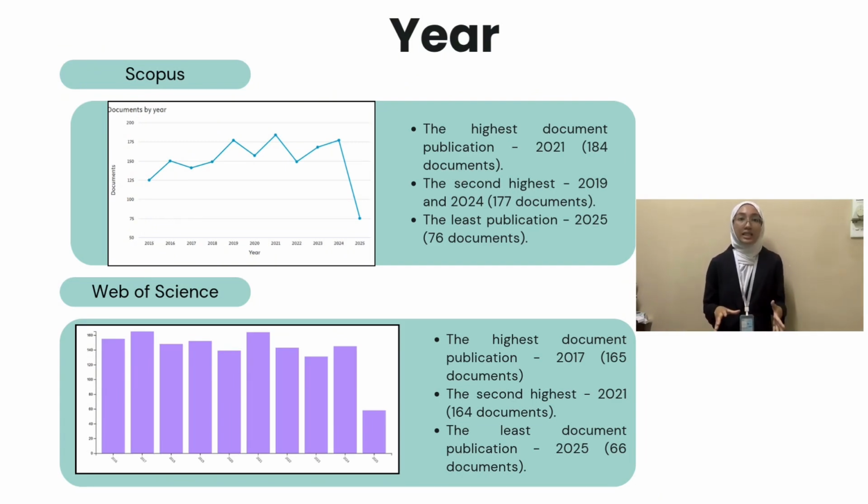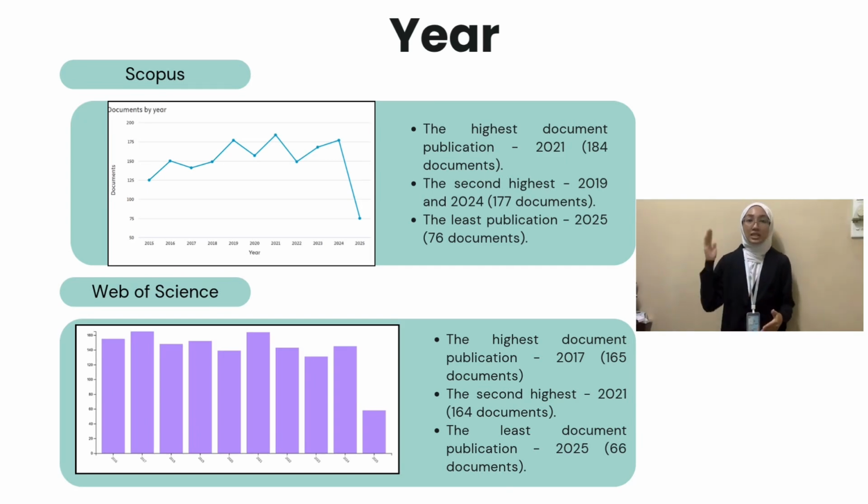However, this year's published documents are in 2025, but I think we can conclude that 2025 is not considered a full year. I will show the result from the beginning of the year until now, which is July of 2025, which showed that only 76 documents have been published in Scopus.